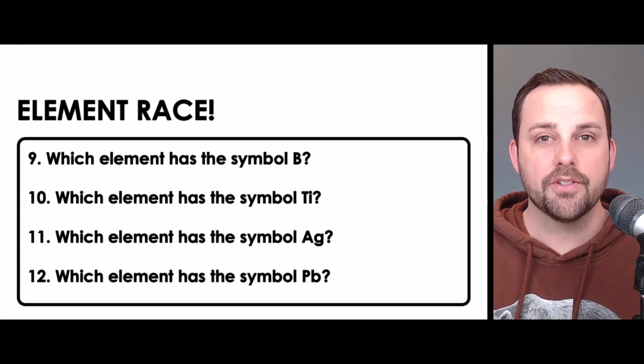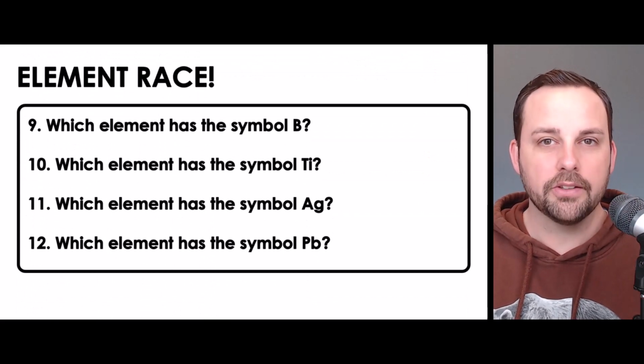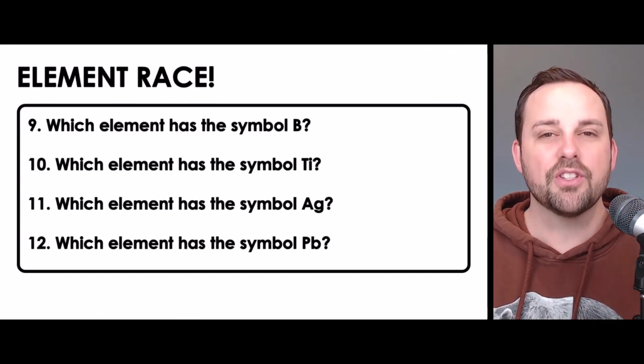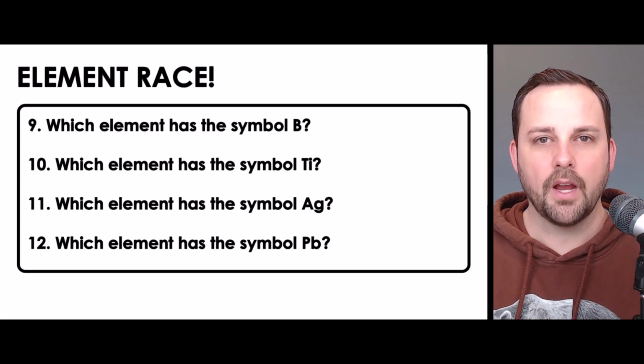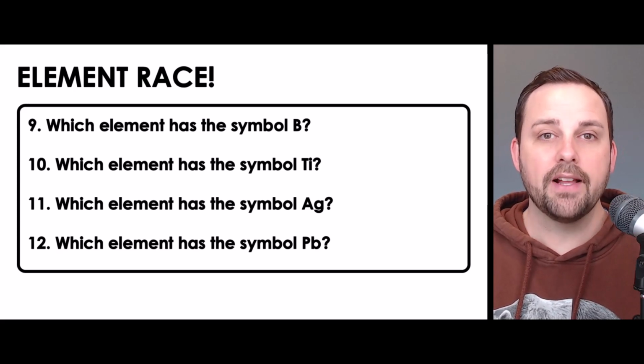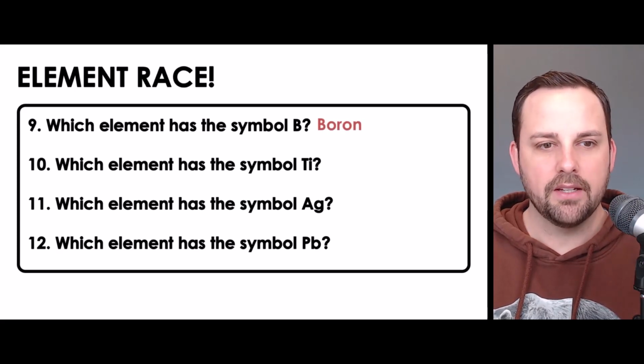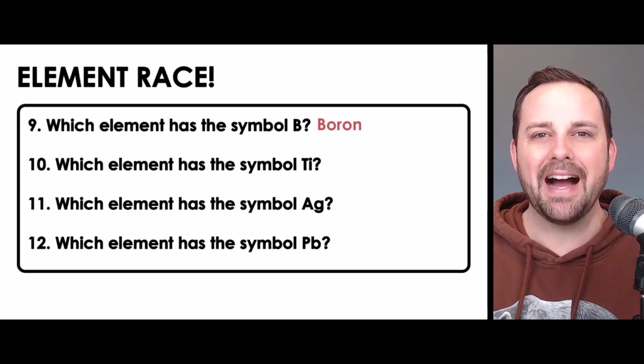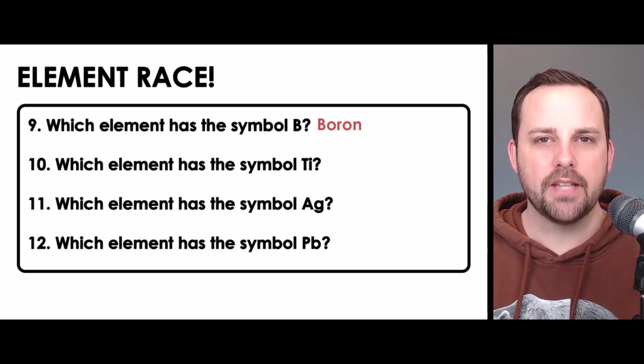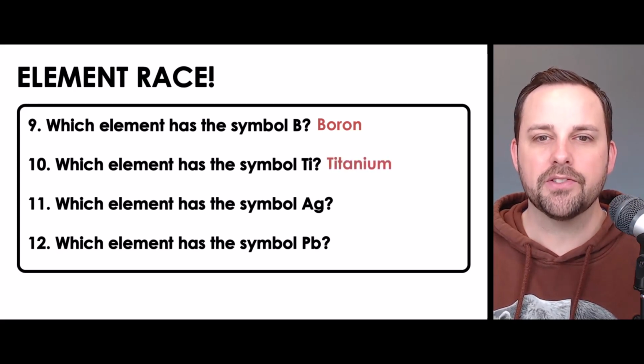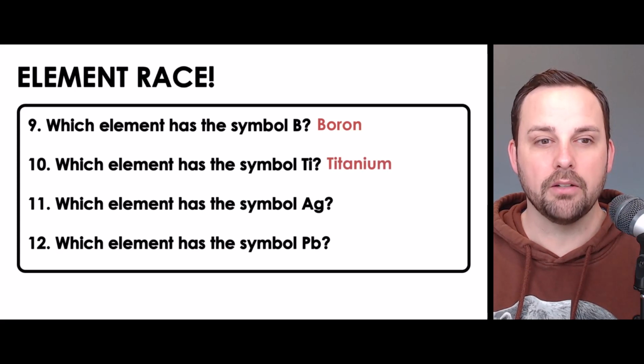Here's one more series of questions to help you use and learn the periodic table. Pause the video and try to answer these on your own. All right, question number 9, which element has the symbol B? The symbol B represents boron. Question number 10, which element has the symbol Ti? When you find that on the periodic table, you'll see that the element name is titanium. Maybe you've heard of that metal before.